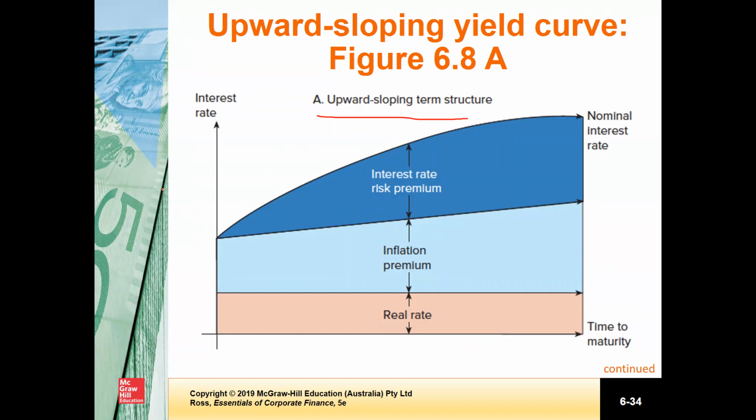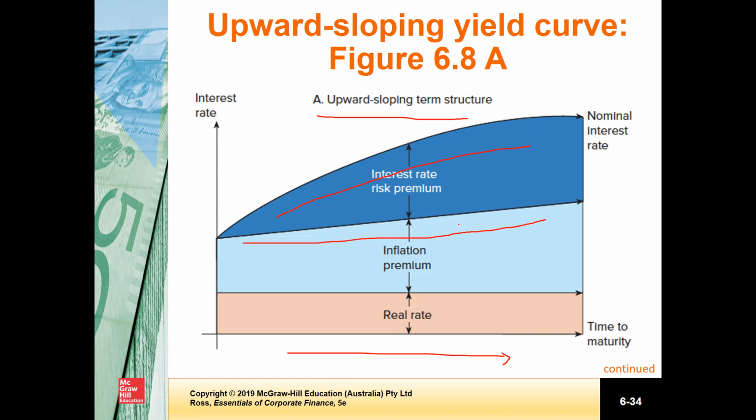Okay, so in this case, you can see how the rate of inflation is expected to rise gradually. As a result, the inflation premium is also expected to rise. And you can also see that as the time to maturity increases, the interest rate risk increases. As a result, the interest rate risk premium also increases, as we discussed a few moments back.